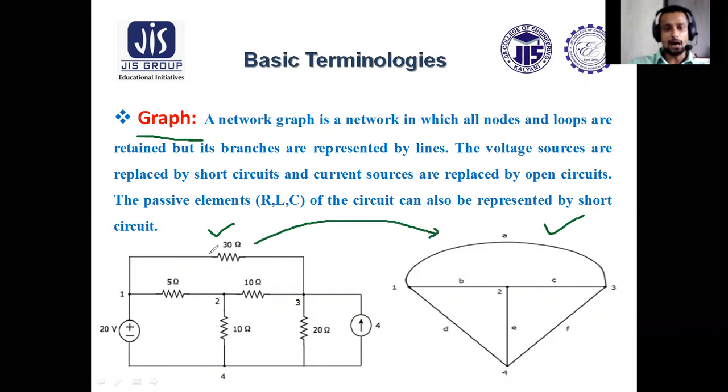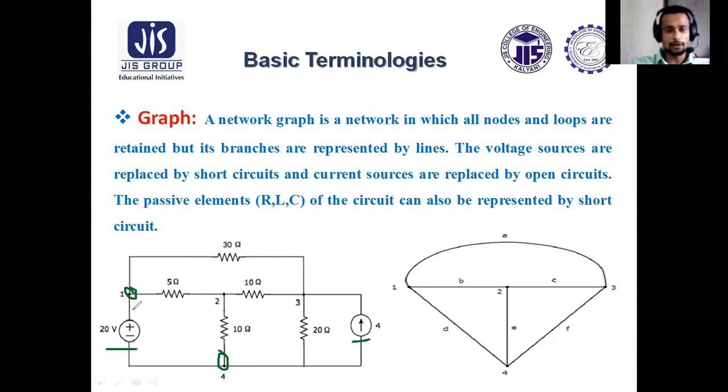Now the question comes: how can we replace a resistance while converting to graphical form? How can we replace the voltage source, or the current source? All this we'll be discussing in this slide. You just need to remember that the sources, voltage sources or current sources, can be represented in a graph by a short circuit and an open circuit respectively. That means if you have a voltage source, see, this voltage source is connected between node 1 and node 4.